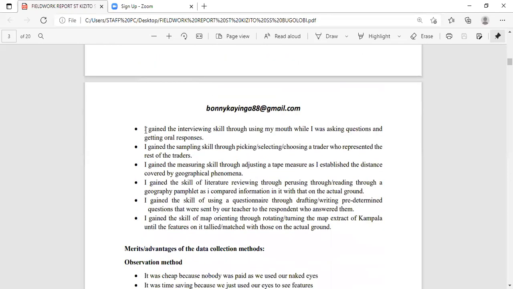Another skill is here. Who can read? I gained the interviewing skill through using my mouth to ask oral questions. And I was able to get oral responses or feedback. Good. Another skill.